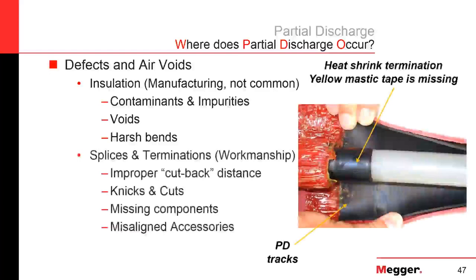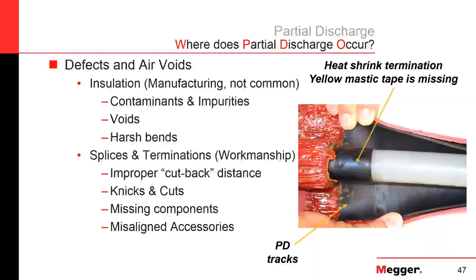More commonly, though, we're looking at splices and terminations, places where people have touched the cable system. And it's very easy to make these mistakes. It doesn't take a lot to start partial discharge. Improper cutback distance: you're used to one manufacturer and you ran out of those splice kits, so you use the other manufacturer, and there's a quarter inch difference in there. It doesn't take a lot.